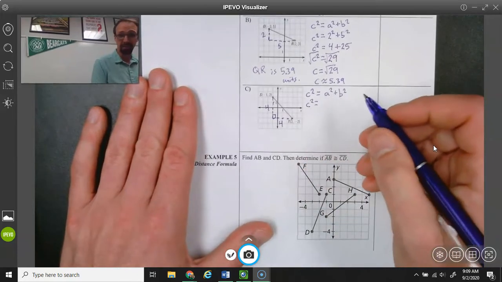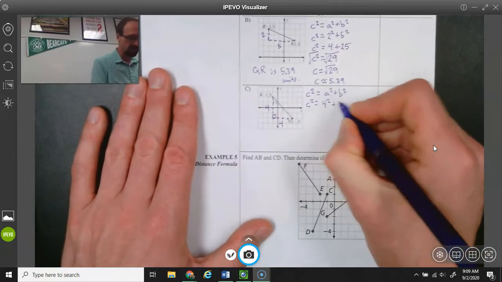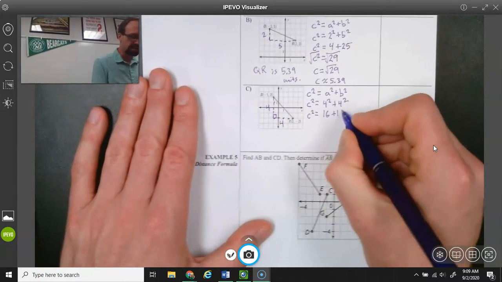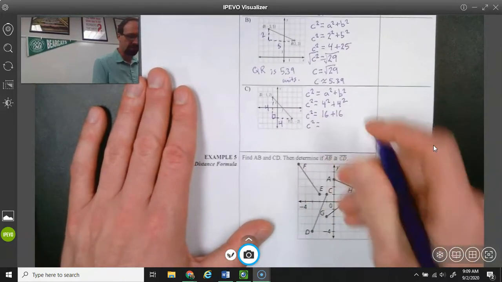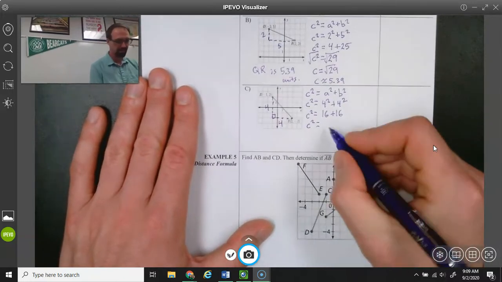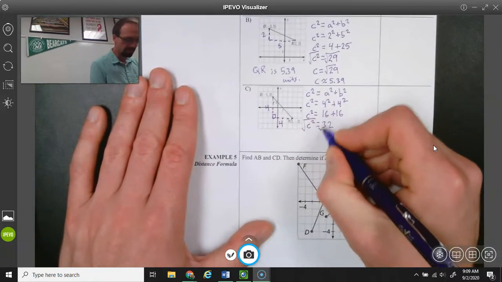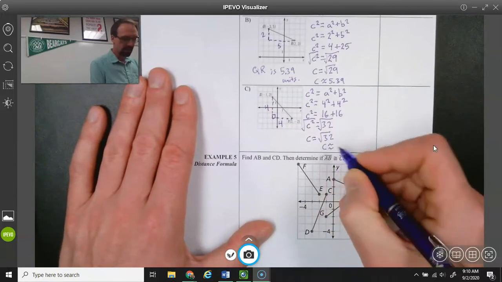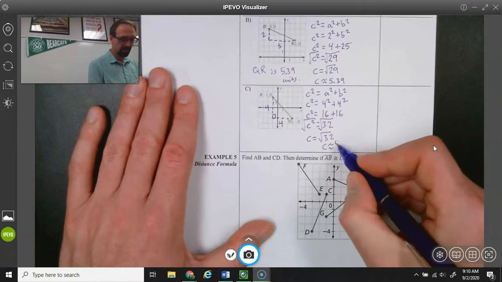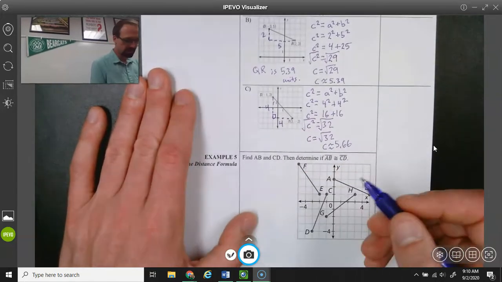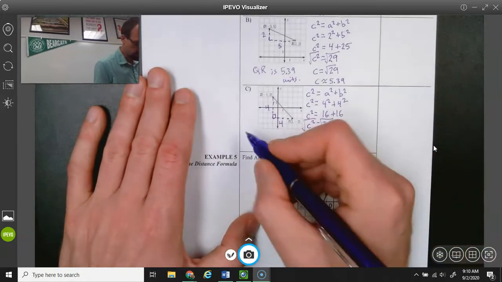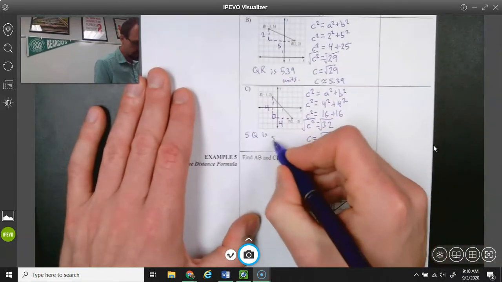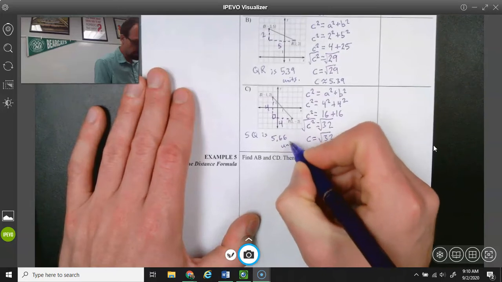It doesn't matter which one I pick for a or b, they happen to be the same as this one, so 4 squared plus 4 squared. And then 4 squared is 16, so you have 16 plus 16, and 16 plus 16 is 32. If I square root both sides, I get c equal to the square root of 32. And again, I can get the decimal approximation for this. It's about 5.66. So the distance from S to T is 5.66 units.